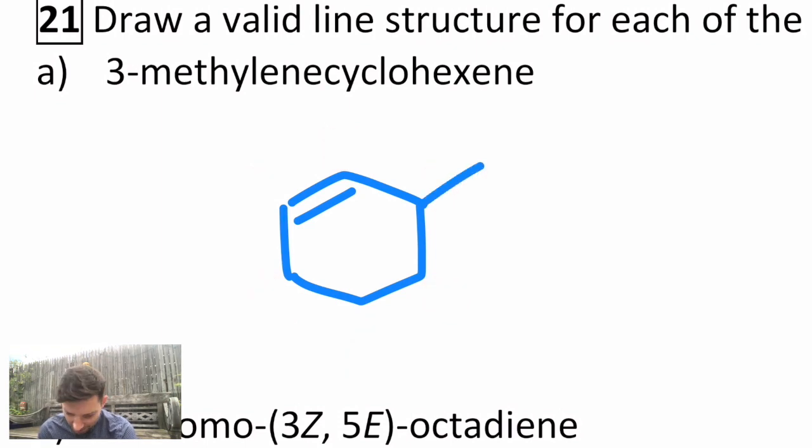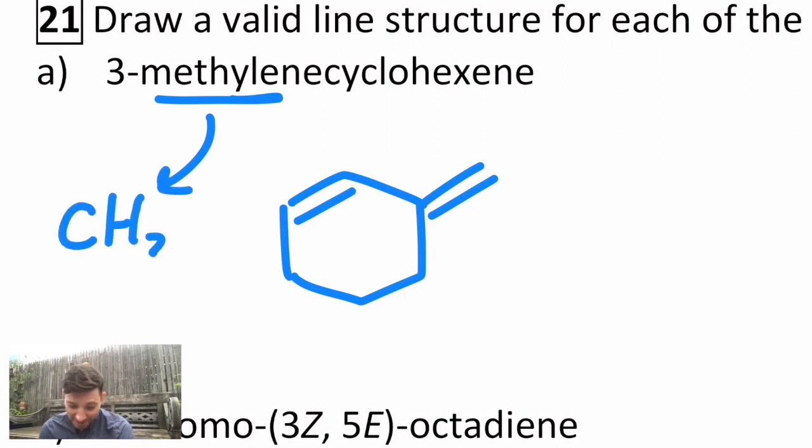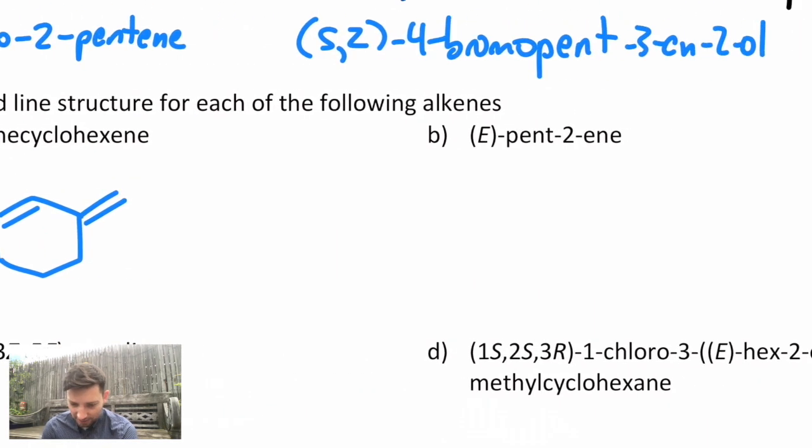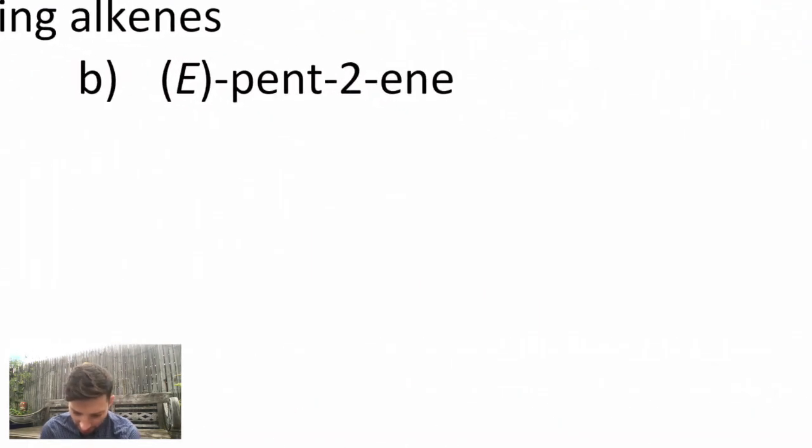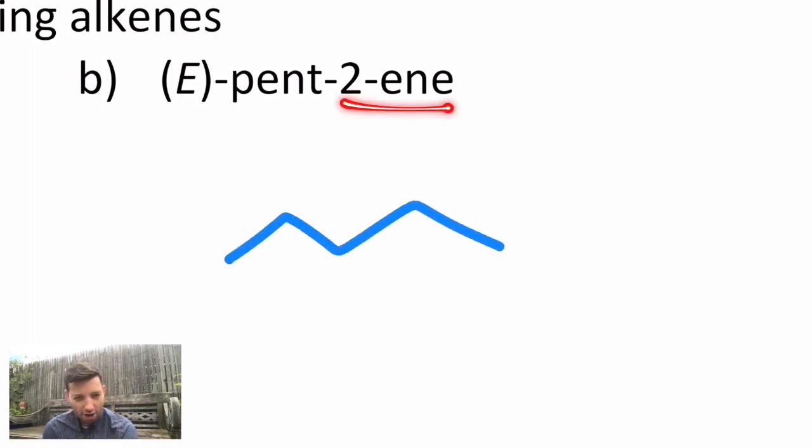What's a methylene? That's a CH2 group. CH2 group is a methylene, as opposed to a methyl. So that means I have to have that extra pi bond right there. That's 3-methylene cyclohexene. To the right of it, E-pent-2-ene. This is a pent, so 5 carbon chain. I have an ene on carbon 2. Now I arbitrarily just drew it right there with trans alkene geometry. Let's make sure that does fit E.